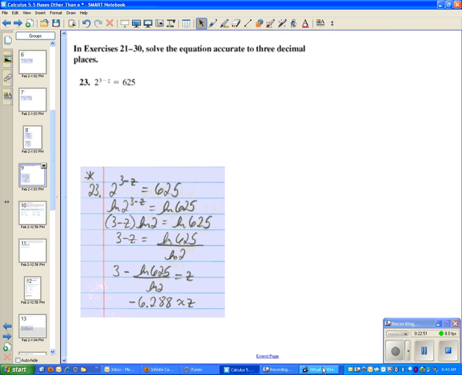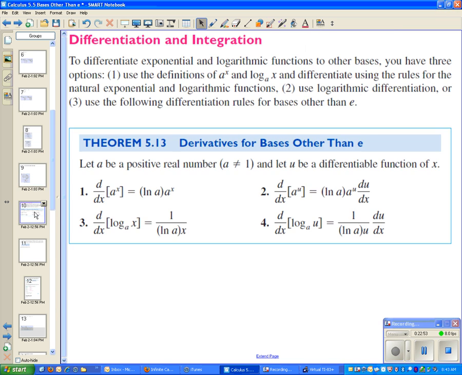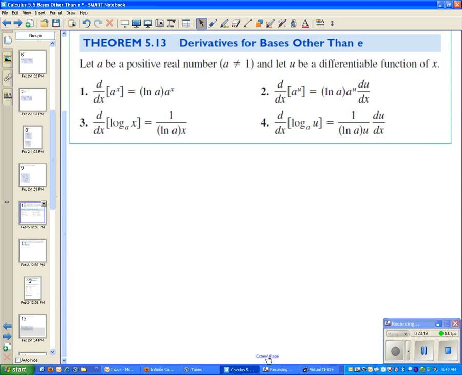Okay. Well, this is calculus, so let's take a derivative or two. What do you say? No? All right, so this is back on page 362. We have some derivative formulas. So, derivatives for bases other than e.